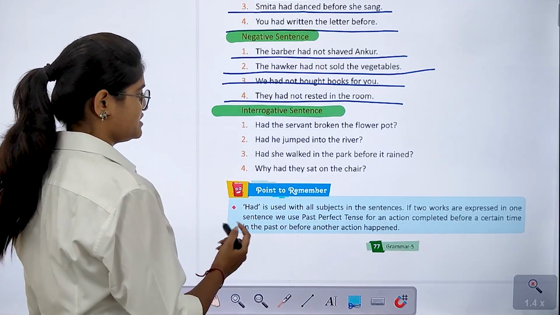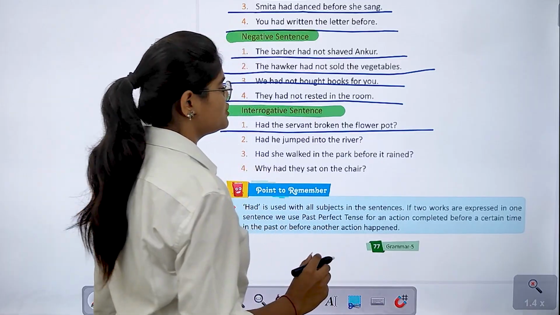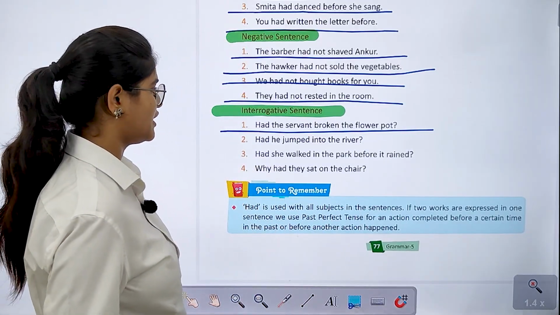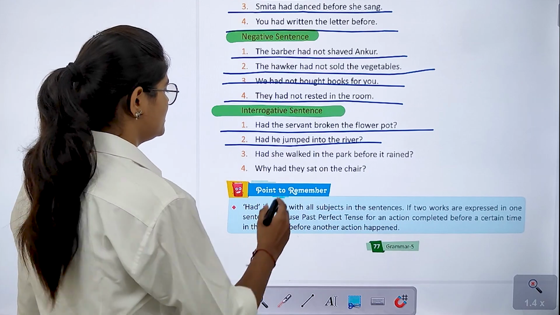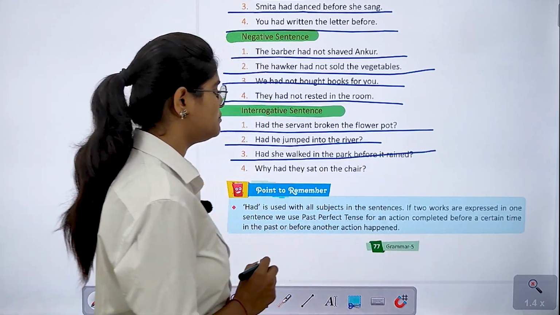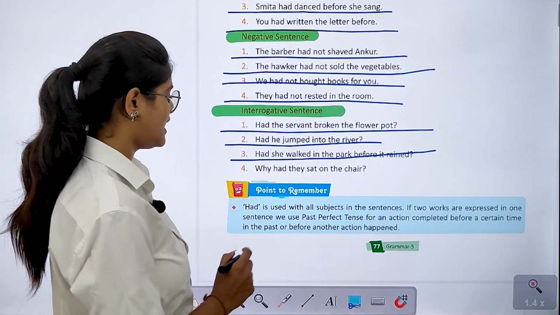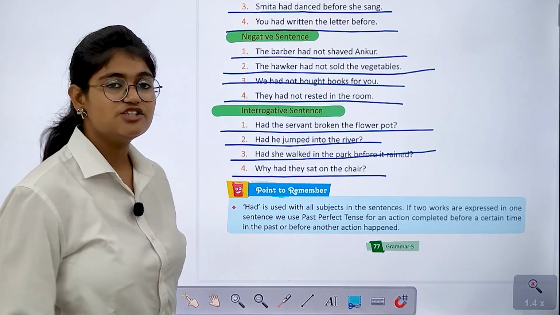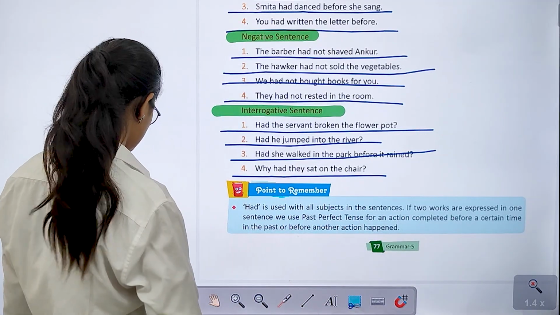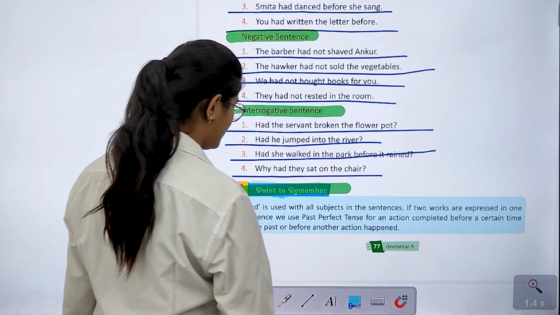अब interrogative sentence क्या है? Had the servant broken the flower pot, right? Next is: Had he jumped into the river? Next: Had she walked in the park before it rained? And the next is: Why had they sat on the chair, right? Next is points to remember.